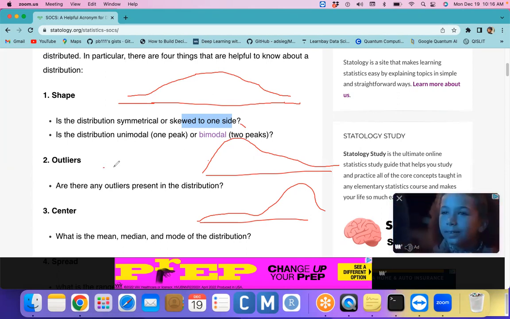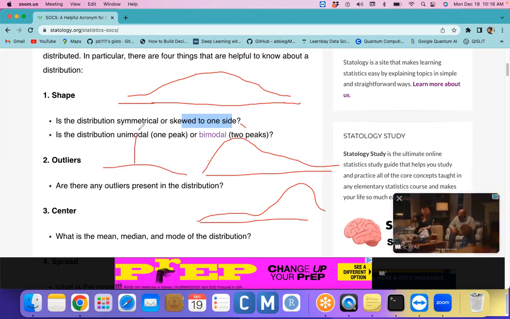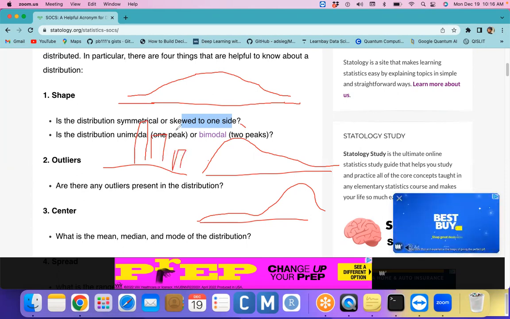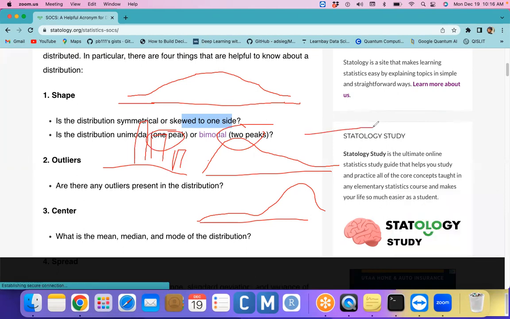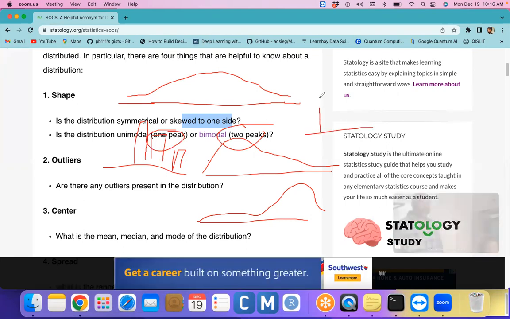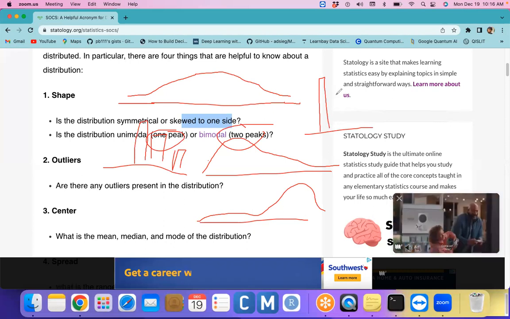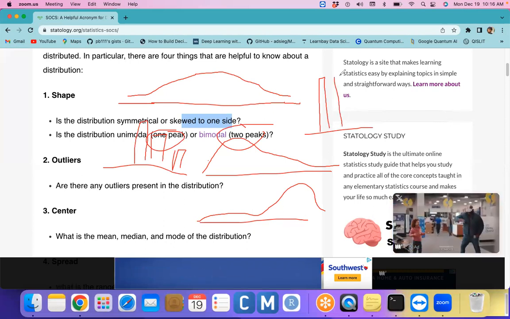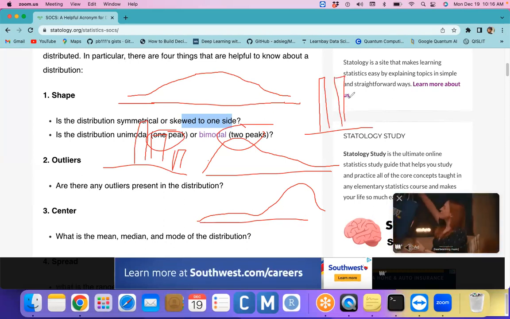In some situations, when you plot the distribution, you might have only one mode, which we call unimodal. Or you might have two modes, and that we call bimodal.